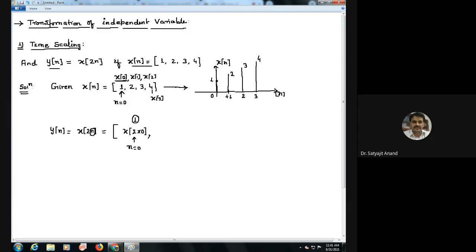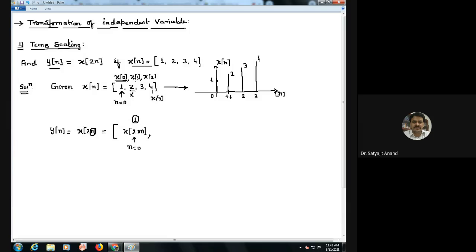Invalid time you are taking. n must be an integer, remember. So if you take n equal to half, you are not getting this sample x1. So this will not come, student. If you put n equal to half here, x1 will not come. Okay, then what do we have?